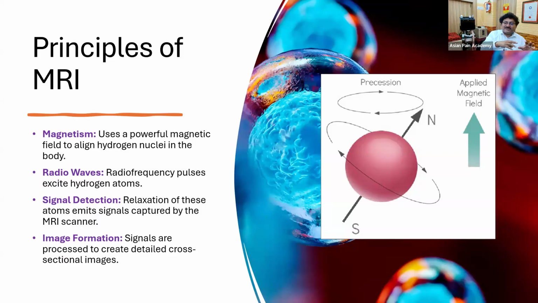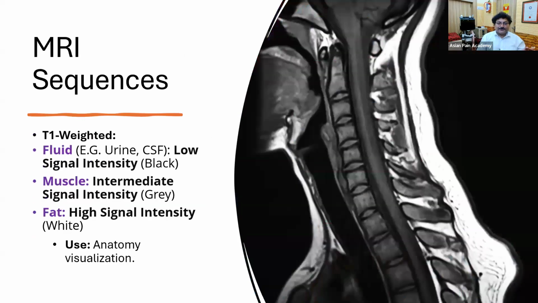Remember, it is physics, it has nothing to do with medicine, but this is the basics. We put the body into a very high magnetic field so that hydrogen nuclei are aligned and start emitting radio frequency pulses, and this relaxation signal is captured in different time phases in the MRI scanner. Then these signals are processed and shown as images in a cross-sectional manner. That is what MRI is.